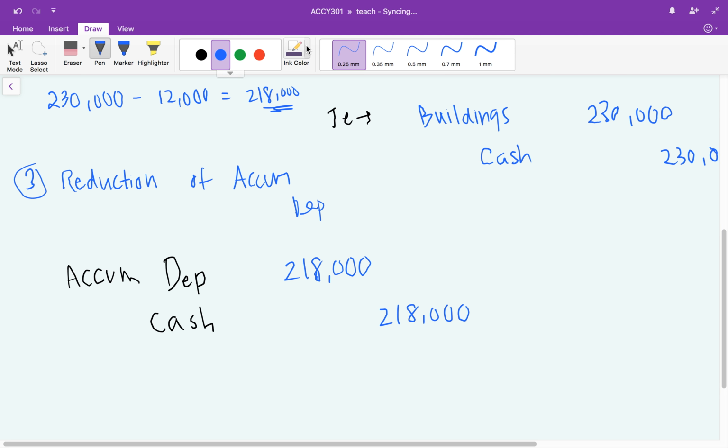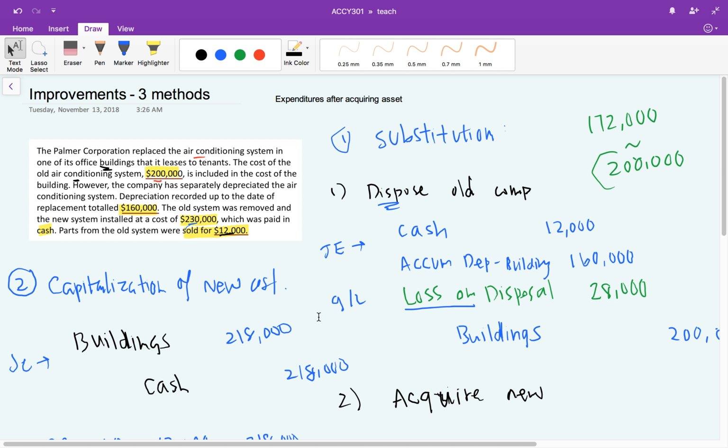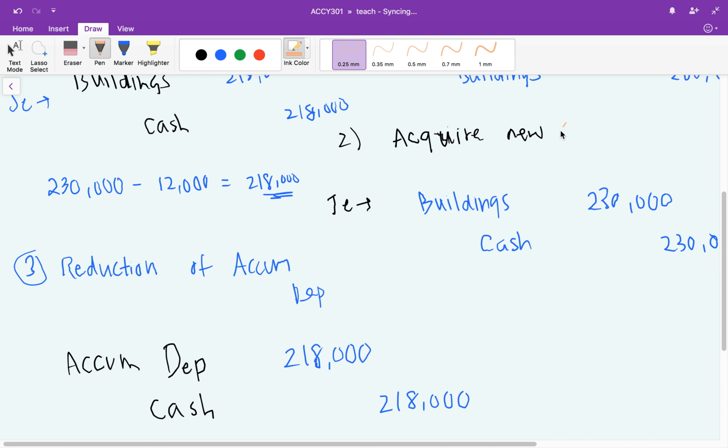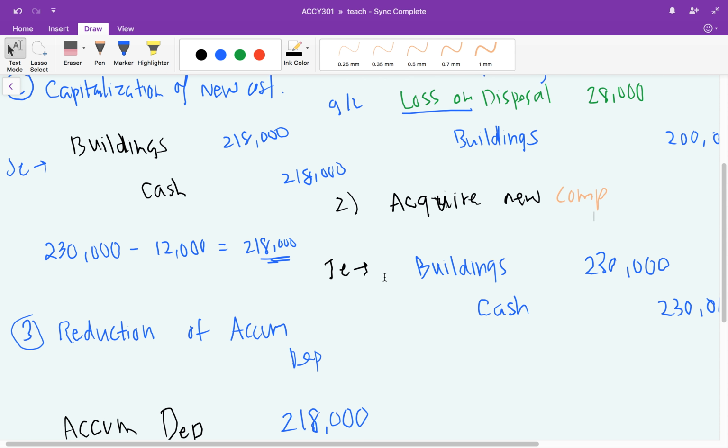And so these are basically an overview of what the three methods in order to create journal entries for improvements are. So to go over them, substitution is the first method that we went over. Under substitution, we would dispose of the old component and we would acquire the new component. So we would be changing the asset account of buildings twice. First off, we would take away the old component and then add in our new component.